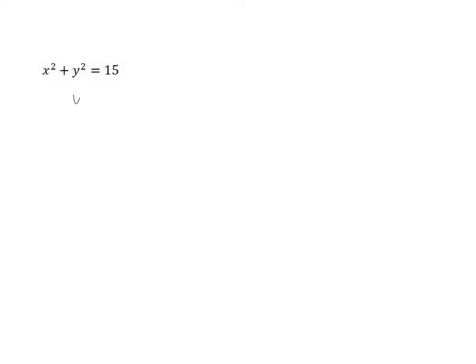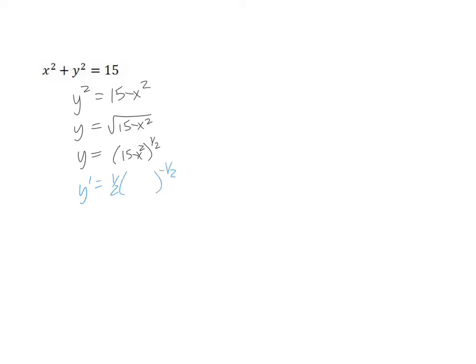So if we took this equation and rewrote it as y squared equals 15 minus x squared, and then if we square rooted both sides, we would get the square root of 15 minus x squared. And remember, we could change that to a bracket to do a chain rule. So we'd have 15 minus x squared to the 1/2. So now if we were to do our derivative, we would get 1/2 times our brackets to the negative 1/2, 15 minus x squared, and our derivative of the inside would be negative 2x.